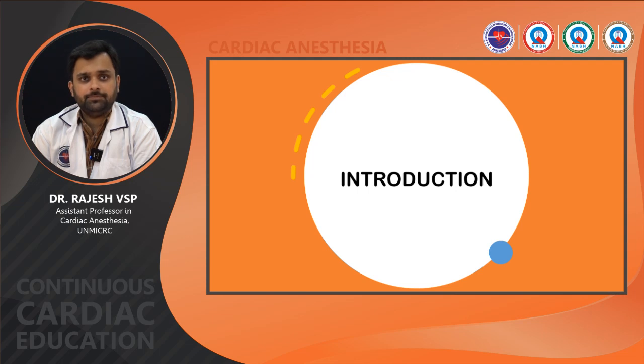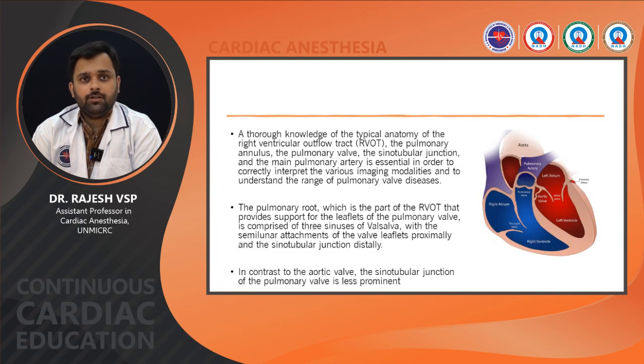Coming to the introduction, a thorough knowledge of the typical anatomy of the right ventricular outflow tract, that is RVOT, the pulmonary annulus, the pulmonary valve, the sinotubular junction and the main pulmonary artery is essential in order to correctly interpret the various imaging modalities and to understand the range of pulmonary valve diseases.